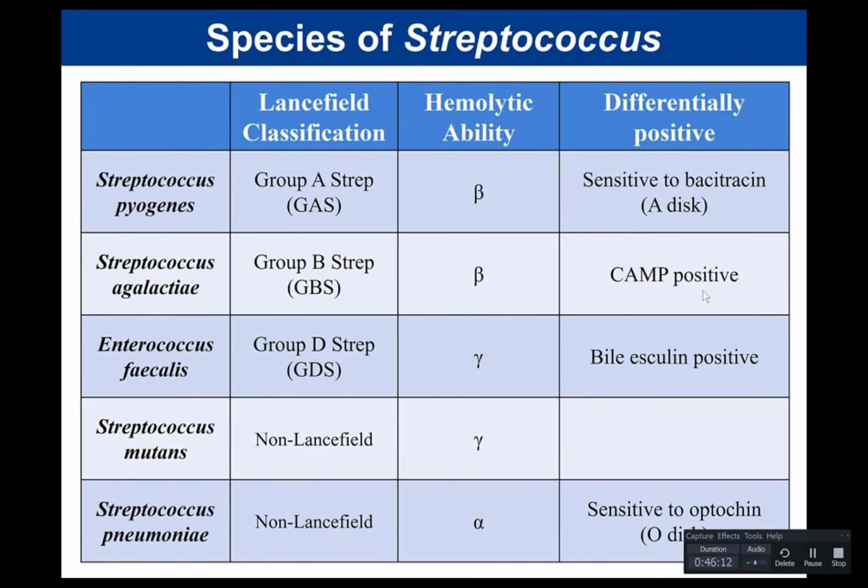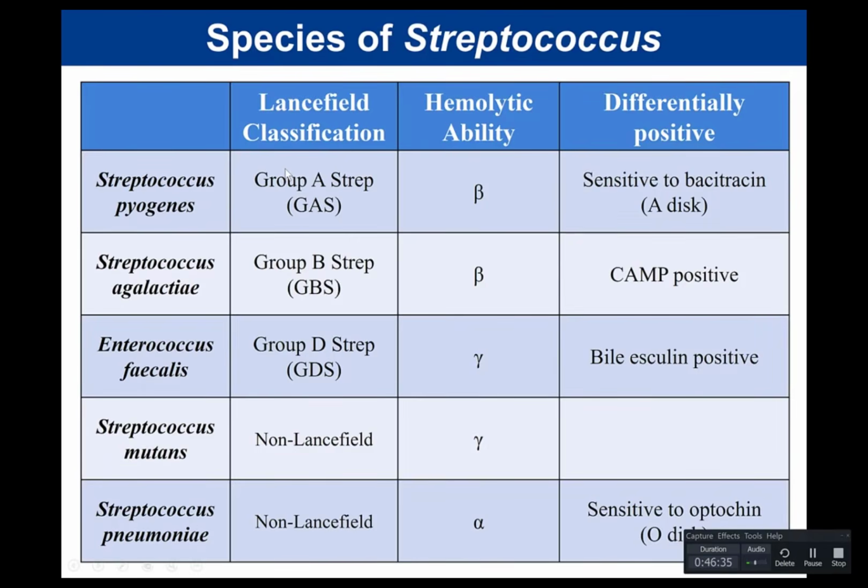Streptococcus pneumoniae is a non-Lancefield, so it doesn't fall in this group A, B, C, or D strep. It's this other group. So Streptococcus pneumoniae is non-Lancefield. It is alpha hemolytic, which remember has a green hue on the blood agar, and it's sensitive to optochin. It's going to have clearing around the optochin disc.